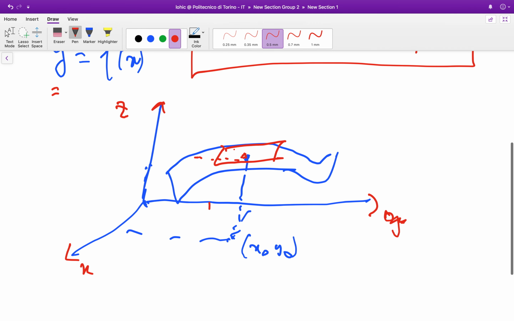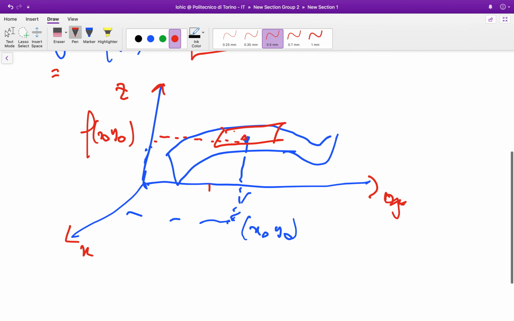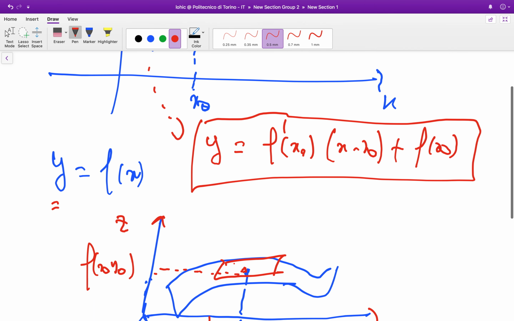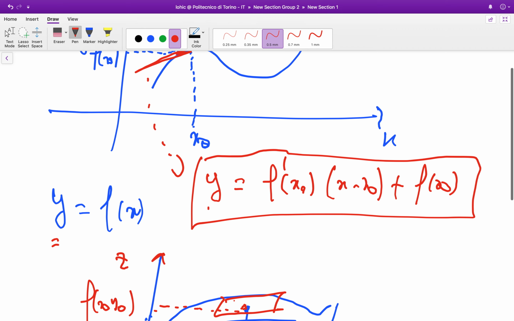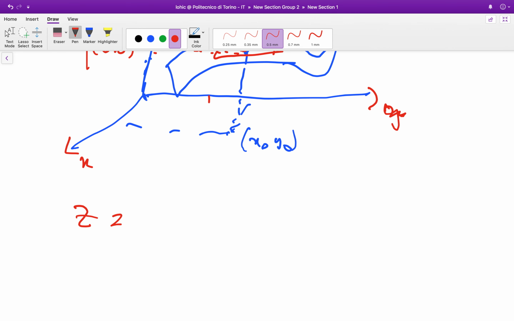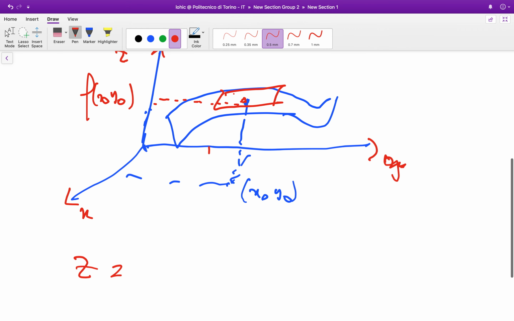At this point, what is this number? This number will be f of x0, y0, and it will be a number. Now, as we did here, we will no more say y equal to, but z equal to, as the function depends on x and y now. Doubts?